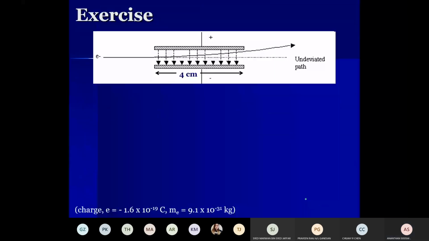Okay, now this is the worst one, as I take projectile movement. An electron was fired horizontally in a parallel plate. The electron deviated up. The plate width is 4 centimeter. The charge of electron is 1.6 and the mass of electron is 9.1 times 10 to the power 31. It's given at the bottom. We're going to use these two. Okay, let's work out together.